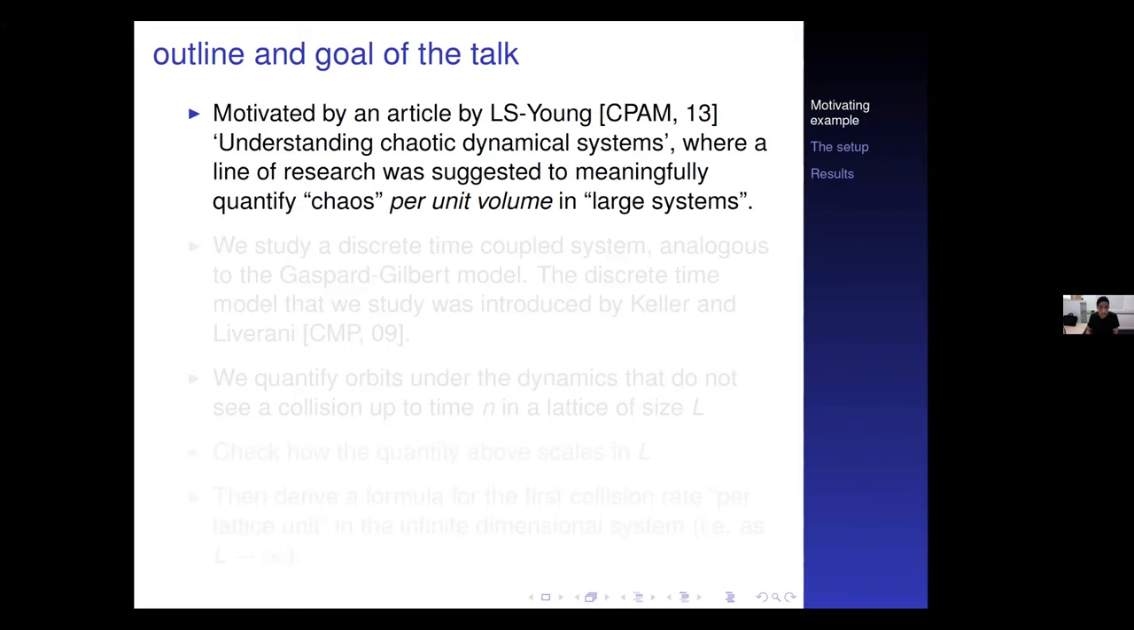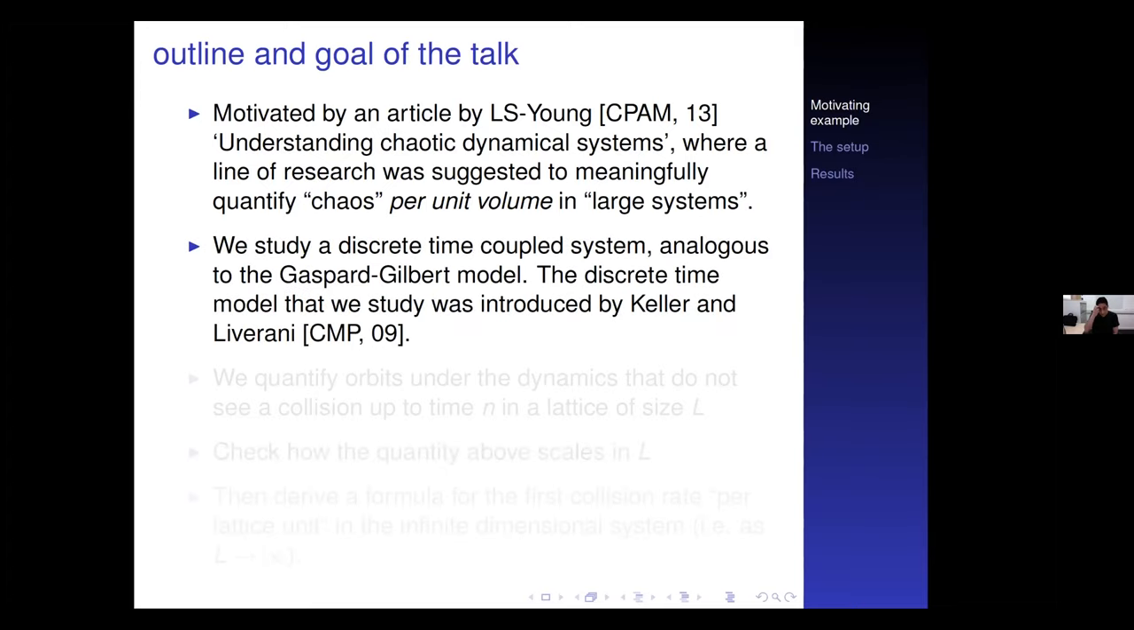This sounded interesting to me, and I thought that with the help of transfer operators, I'm sure we can do much better than this, in the sense that one hopefully can derive precise formulas. So what I'm going to do here is study a discrete-time coupled system analogous to the Gaspard-Gilbert model. This discrete-time model, which I'm going to describe in a minute, was introduced by Keller and Liverani in 2009.